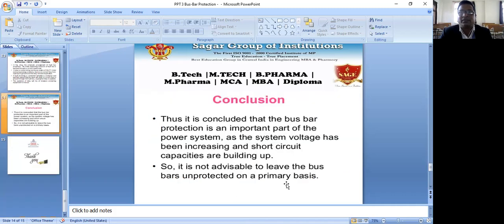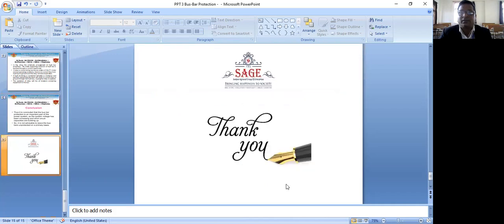Conclusion: thus it is concluded that bus bar protection is an important part of the power system, as the system voltage has increased and short circuit capacities have built up. So it is not advisable to leave the bus bar unprotected on a primary basis.